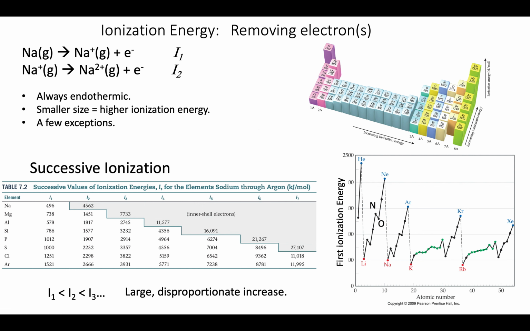Ionization energy is the energy it requires to remove an electron from its gaseous state. We can remove 1 electron, 2 electrons, so we can have successive ionization energies. They're always endothermic. A smaller size corresponds to a higher ionization energy. And we had a few different exceptions that we noted along the way. Nitrogen and oxygen was a prime example. When we look at data for successive ionization, we see that it always increases to remove subsequent electrons, and we have a large disproportionate increase when we're removing one that's in a smaller principal quantum number closer to the nucleus.